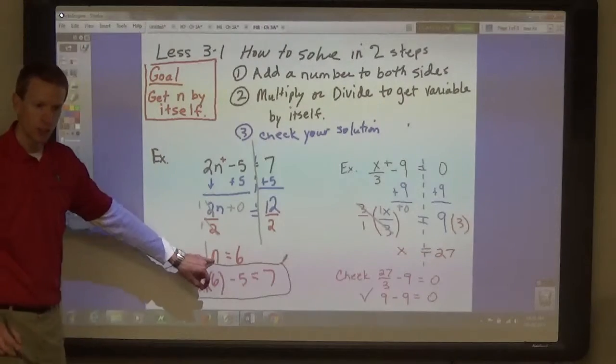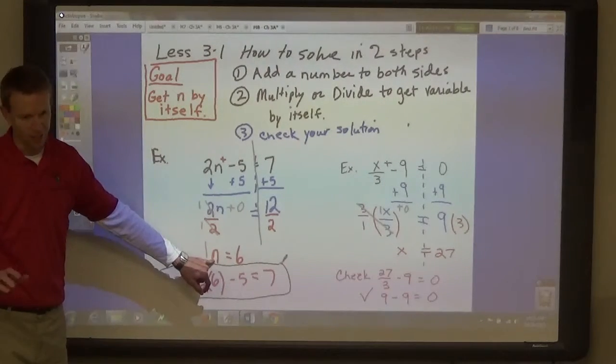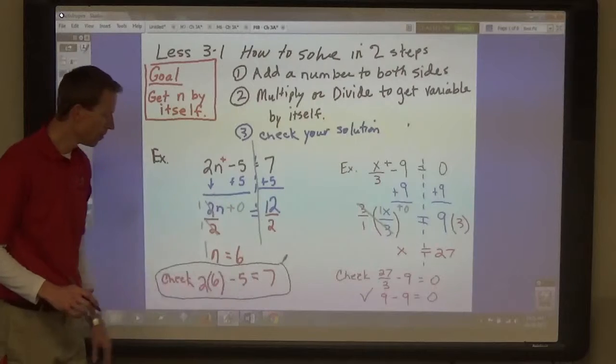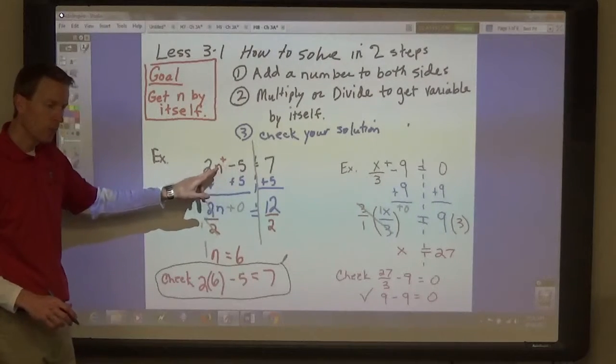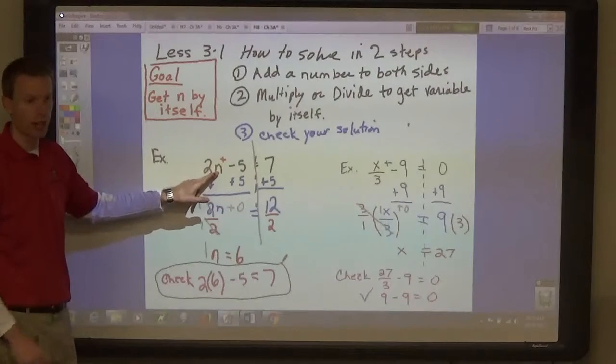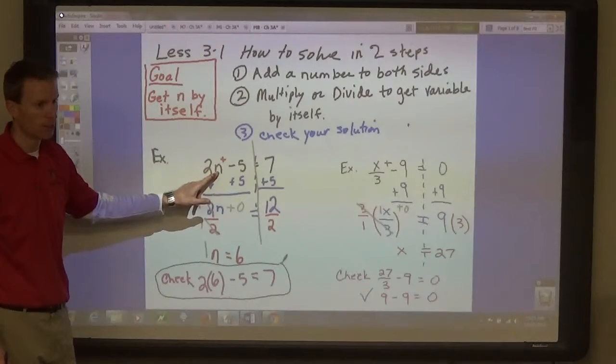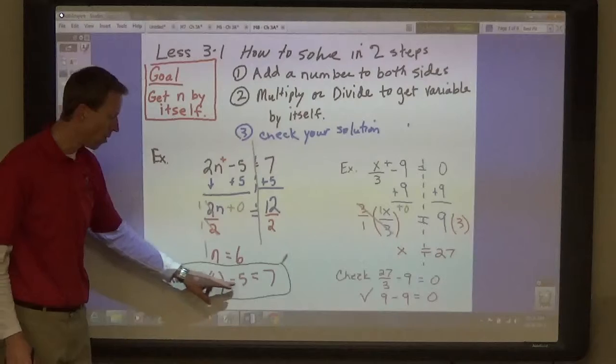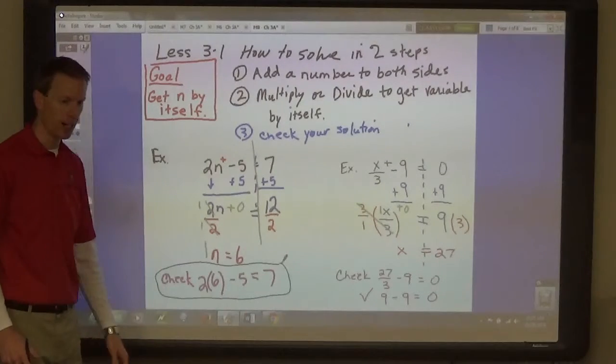Once you get the solution, then you have to put it into the original equation to check it. Okay? Now, Isaac, this is where you have to remember the order of operations, because now we have all numbers in this equation.